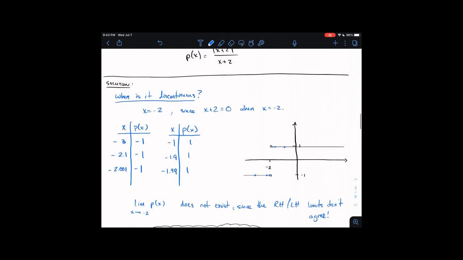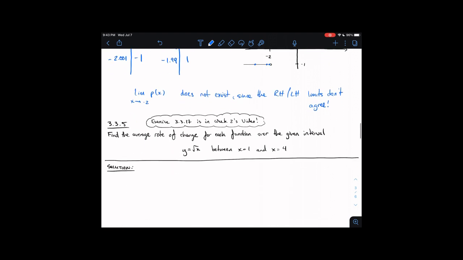If you like this kind of function, go and look up what's called the Heaviside step function. So this is just for more, if you're interested in this kind of thing.